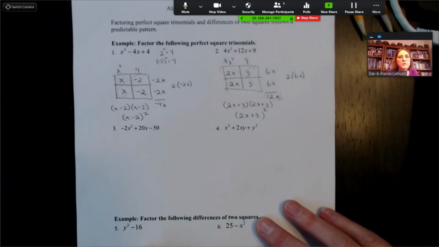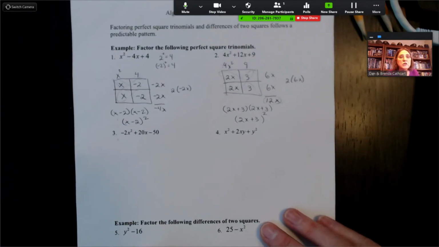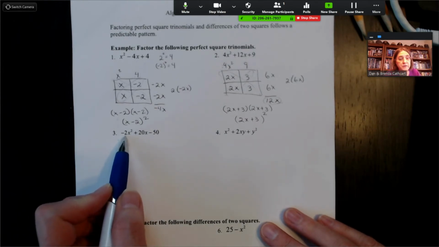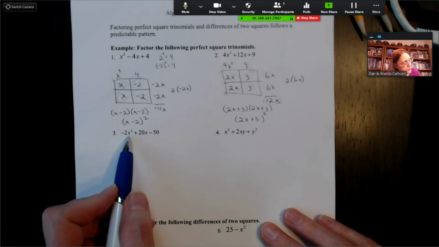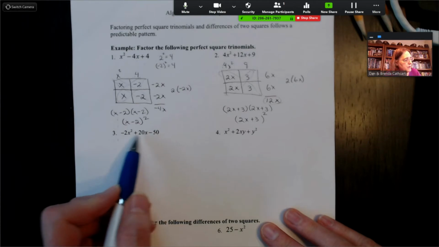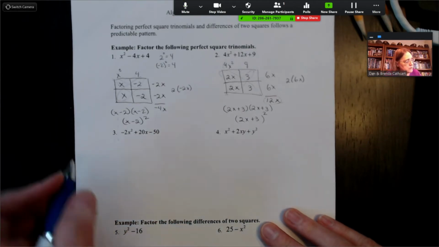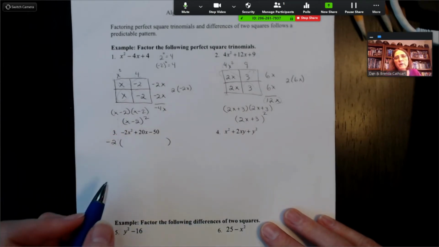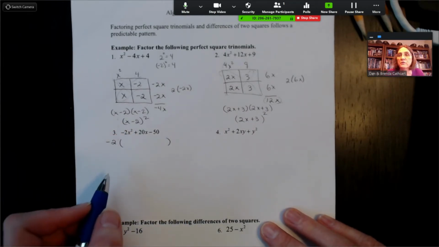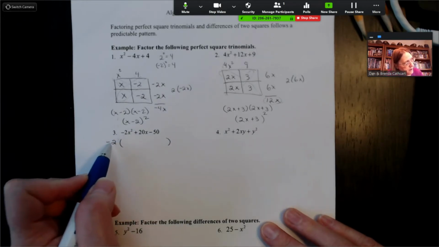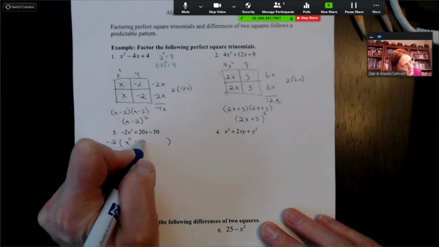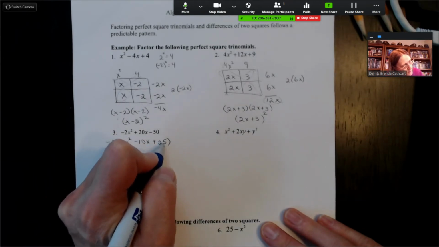Okay, let's take a look at number 3. Number 3 doesn't look like it's a perfect square trinomial. We have a negative term to start with, and 2 is not a perfect square. However, as I look at these terms, I see that each one of the terms in the trinomial has a common factor of negative 2. So we're going to start by taking out the common factor of negative 2. We always look for a common factor first when factoring. Factoring out a negative 2 leaves us with x squared minus 10x plus 25.